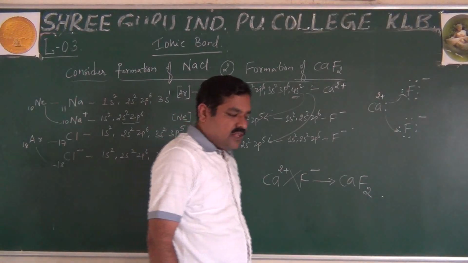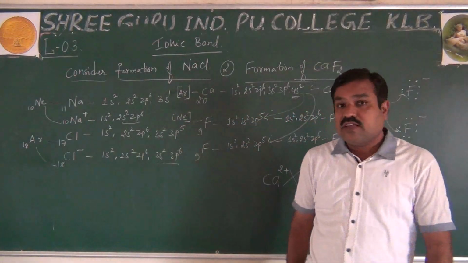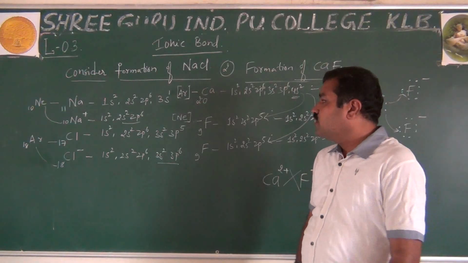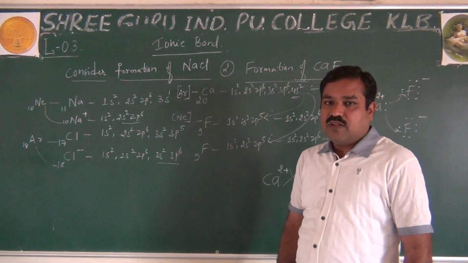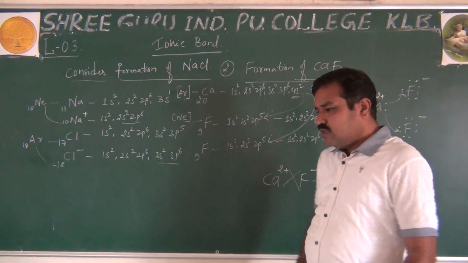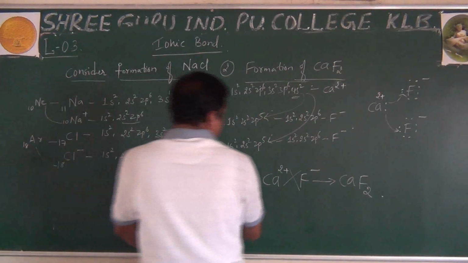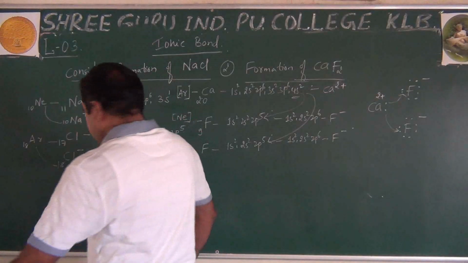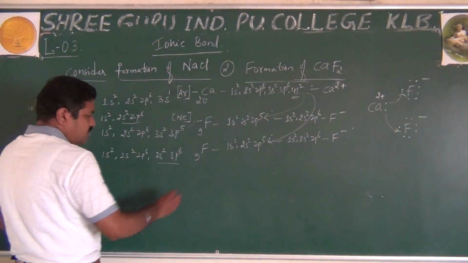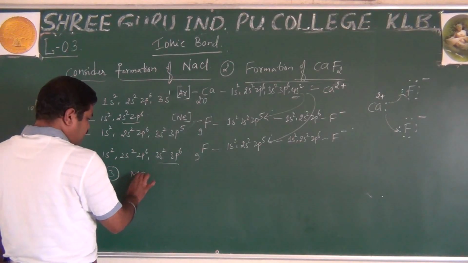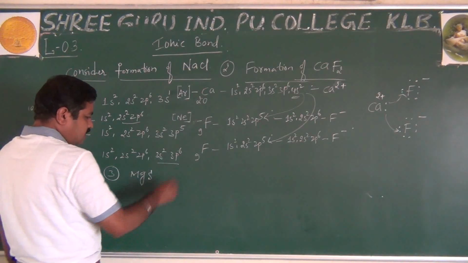Therefore, CaF2 is also what? Not covalent, it is ionic in nature. Like this you can decide the nature of the compound. These are very good examples. Not only this, you can take for example magnesium sulfide, MgS. Another, third example, magnesium sulfide, MgS.